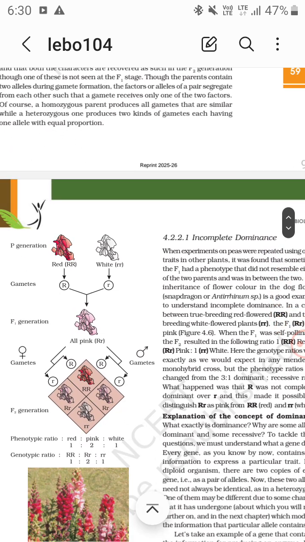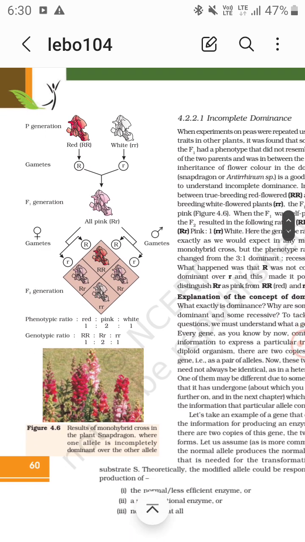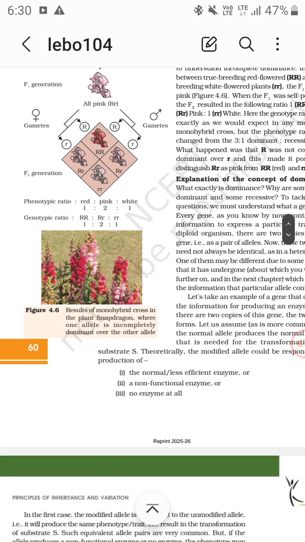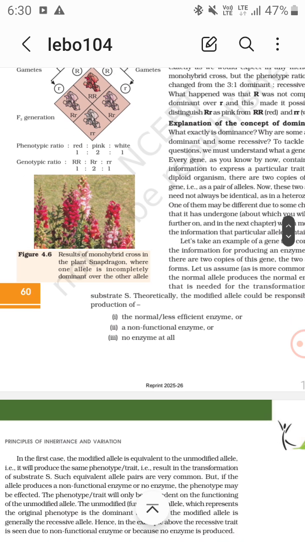Now the incomplete dominance. You see, red and white are crossed and all pink flowers are formed, and the phenotypic ratio is 1 is to 2 is to 1, and genotypic is also 1 is to 2 is to 1. This is the result of a monohybrid cross in a plant like snapdragon, where one allele is incompletely dominant over the other allele.